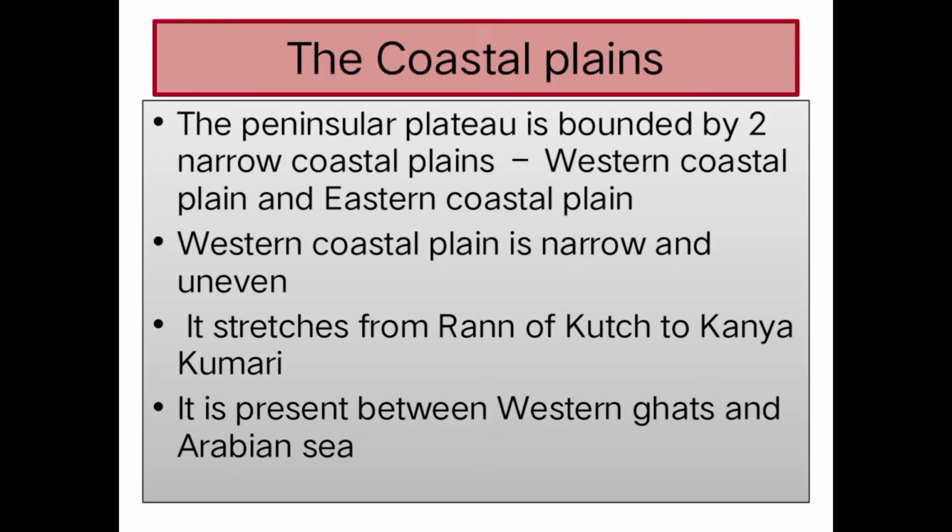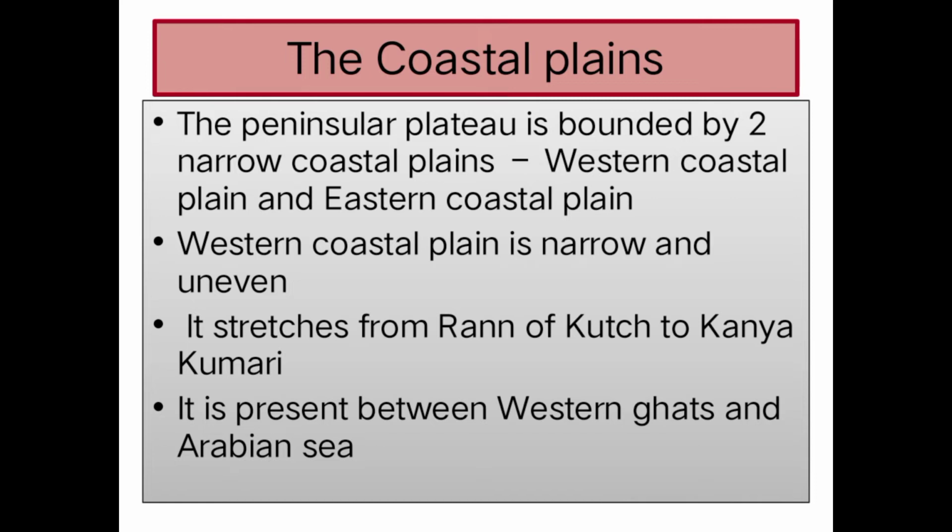Coming to the coastal plains, the Peninsular Plateau is bounded by two narrow coastal plains. The coastal plain is the region between the mountainous range of the Eastern Ghats and the eastern border, that is the Eastern Coastal Plain, and the Western Ghats and the western border, that is the Western Coastal Plain. The western coastal plain is narrow and uneven, and the eastern coastal plain is even. It is broader. It is called the granary of South India.